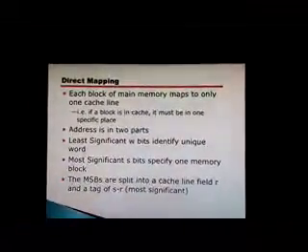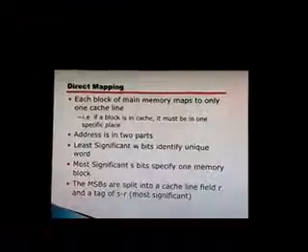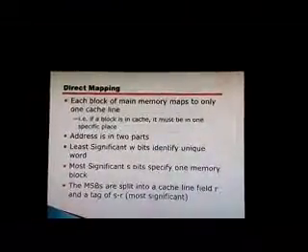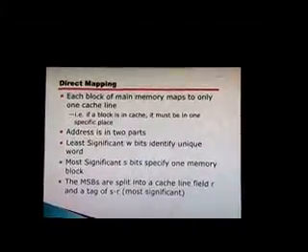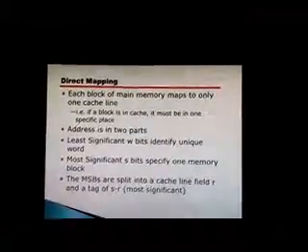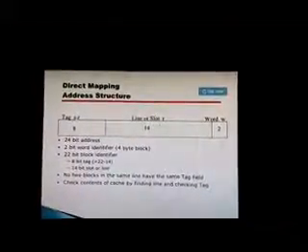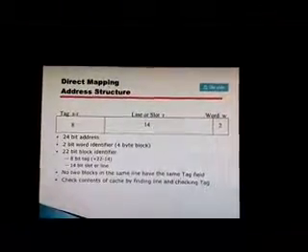Direct mapping. Each block of main memory maps to only one cache line. Address is in two parts. Least significant w bits identify a unique word. Most significant s bits specify one memory block. The MSBs are split into a cache line field r and a tag of s minus r most significant bits. Direct mapping structure. This is the structure.